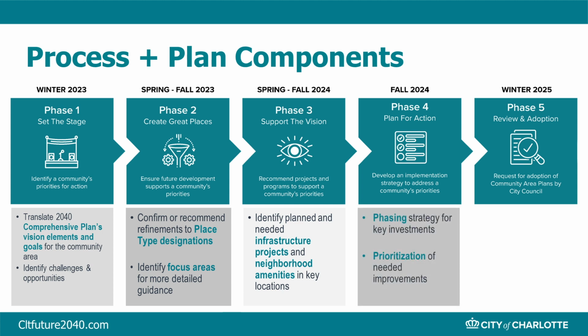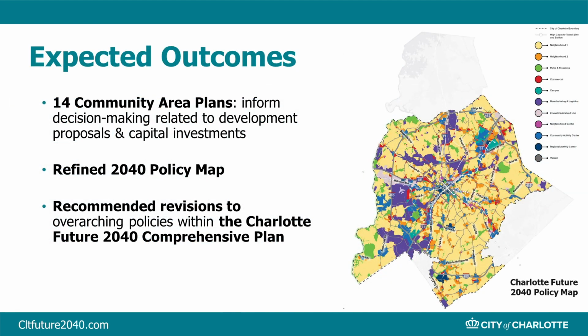Phase 4 will begin in the middle of 2024 and will produce an implementation strategy that outlines how the plan recommendations can be put into action over the next 5, 10, or 15 years. Review and adoption of the 14 draft plans is tentatively scheduled to begin in 2025. The expected outcome of this multi-year effort will be 14 draft plans that are intended to be used in future decision-making processes such as rezonings and capital investments.